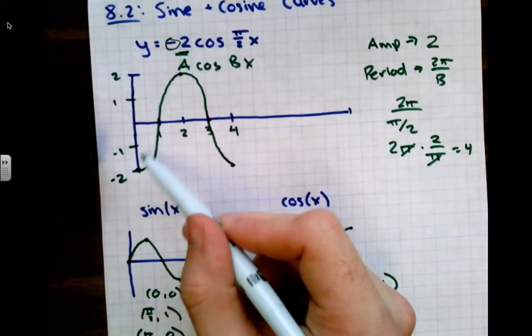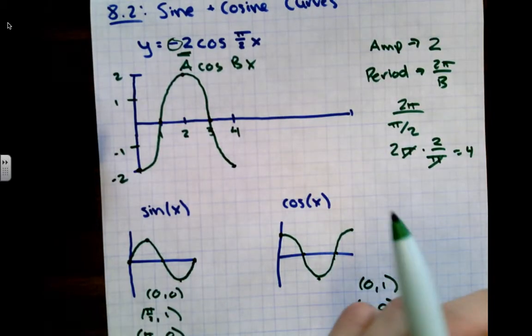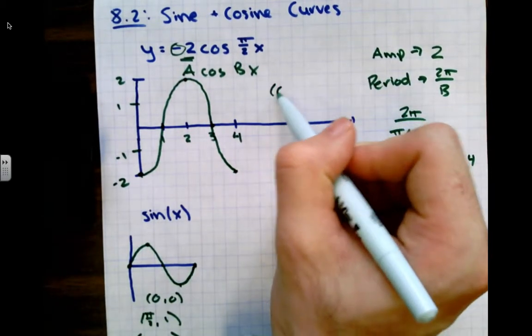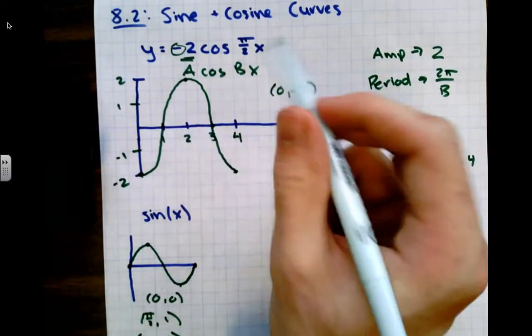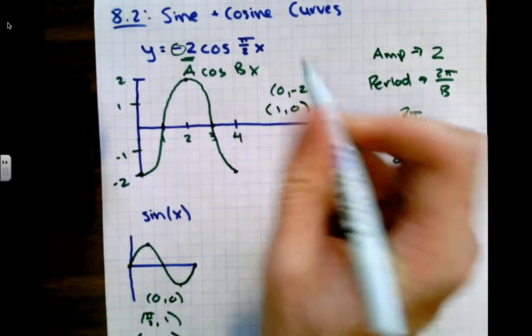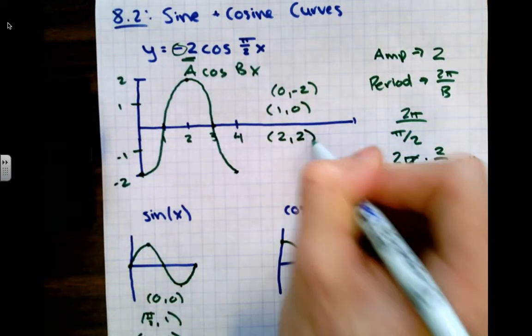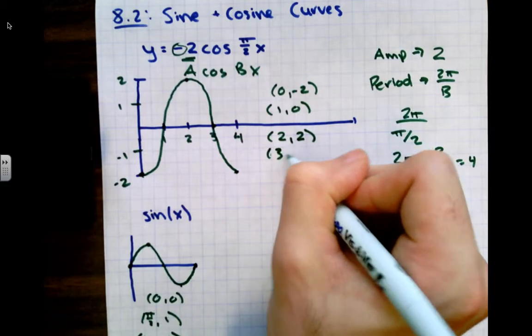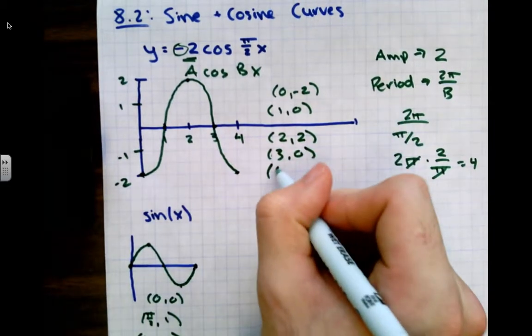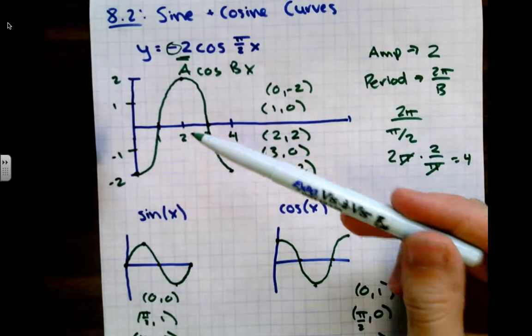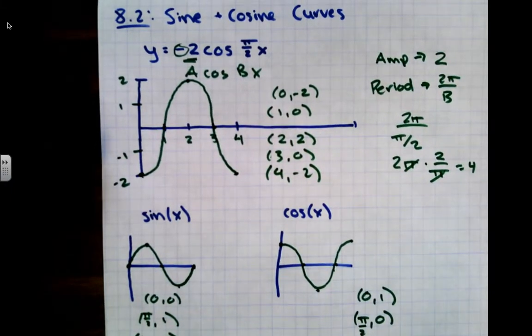And what's going to be important is labeling the critical values. So actually labeling what those 5 points are. You could do it right on the graph, you could do it on the side. This point would be 0, -2. This point would be 1, 0. This point would be 2, 2. This point would be 3, 0, and our last point would be 4, -2. Those would be our 5 critical values for this graph, and that's all we'd really be looking for in terms of any sine or cosine graph.